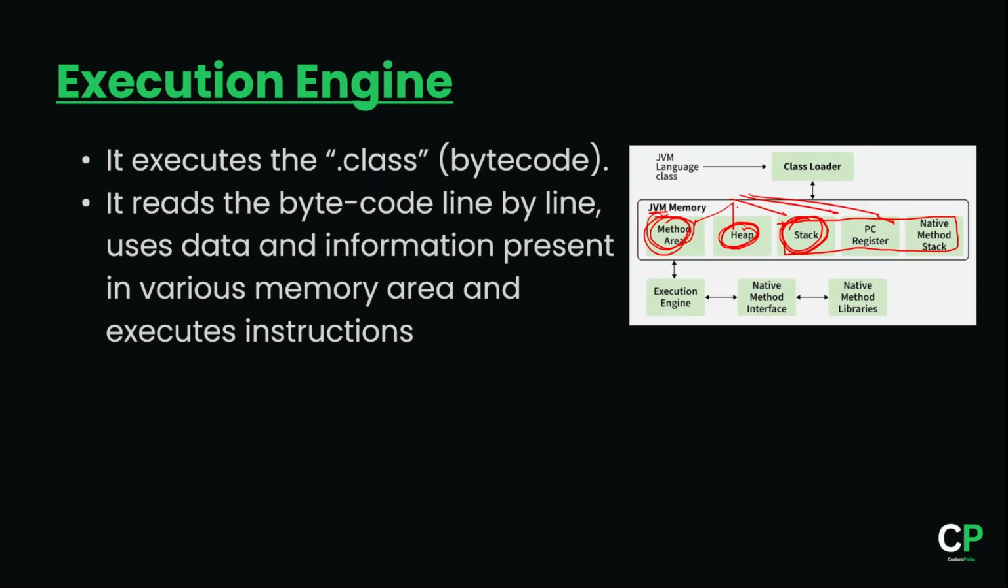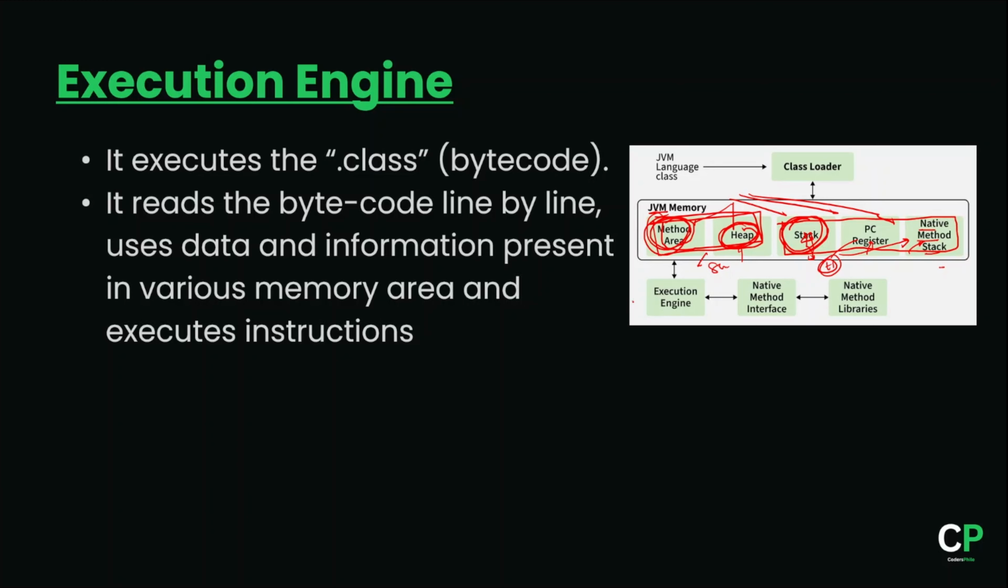The method area and heap are shared among the threads, while each thread gets its own stack area, PC register, and native method stack. The heap stores all the objects, the stack stores the stack frames, the PC register stores the address of the current executing instruction, and the native method stack stores the information about the native methods.